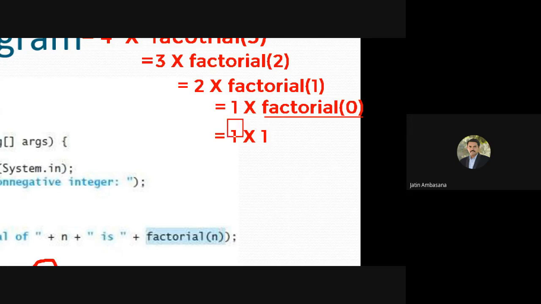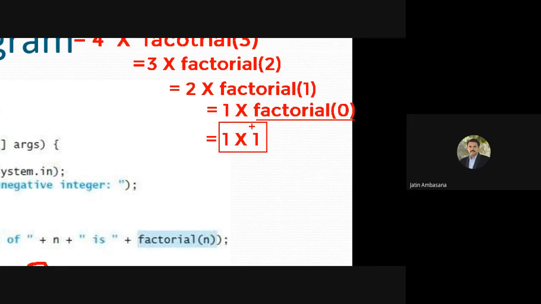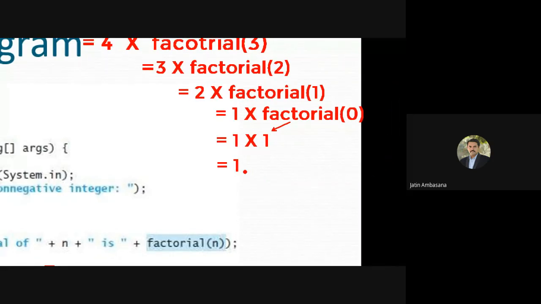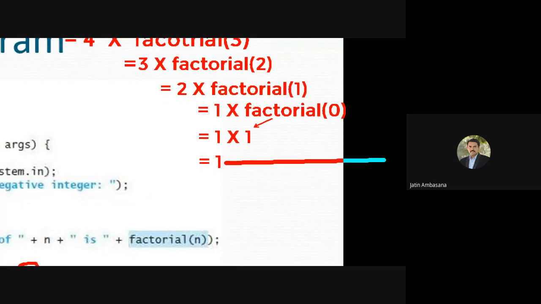Okay. So this 1 value, factorial of 0 transfers this, becomes 1. This factorial of 0 returns 1. Right. So this becomes 1, which is transferred where? It is transferred over here. This one is transferred over here.